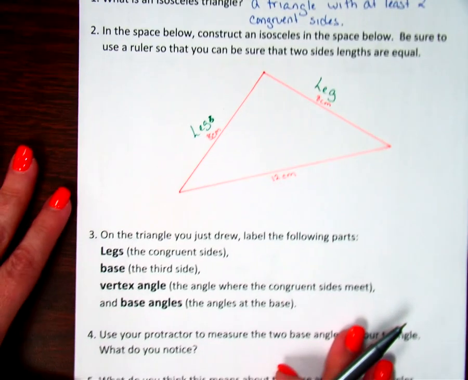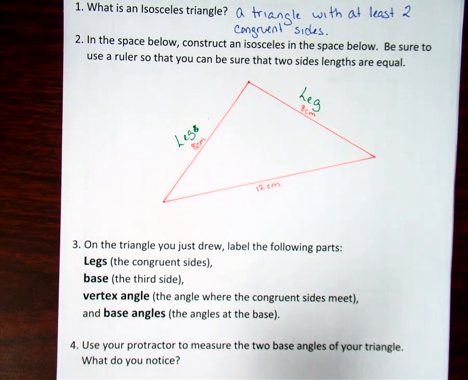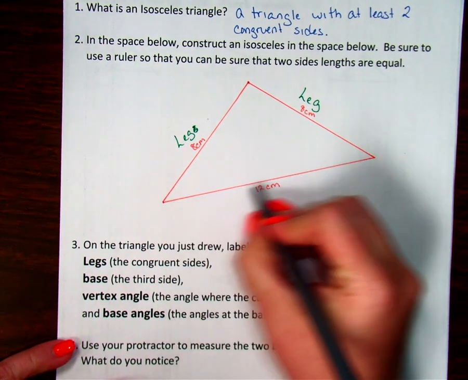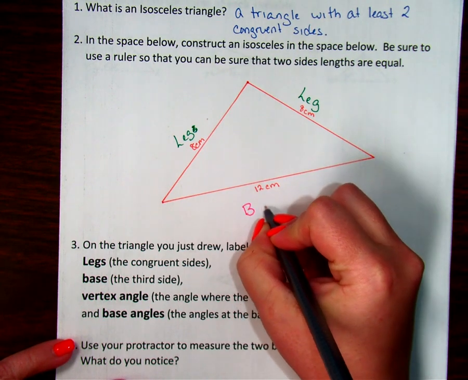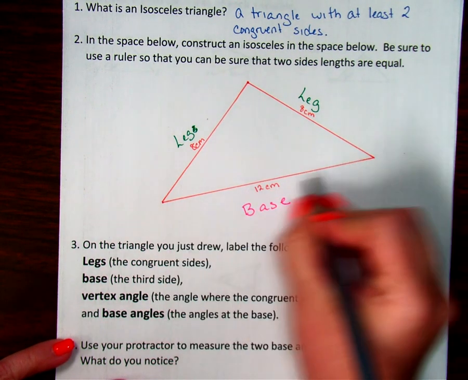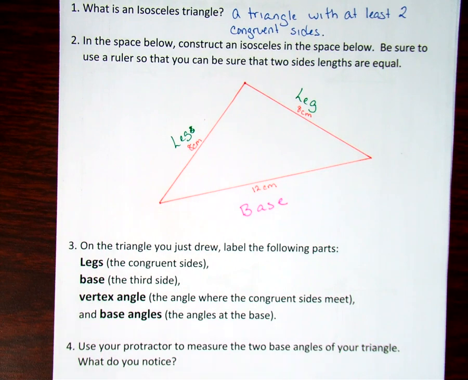Okay? The next vocabulary is going to be the base, and the base is the third side, which most of the time is not going to have the same length as the other two unless your triangle is also equilateral. So this one that's not my 8 centimeters, this is going to be my base. Okay, this side right here is my base.